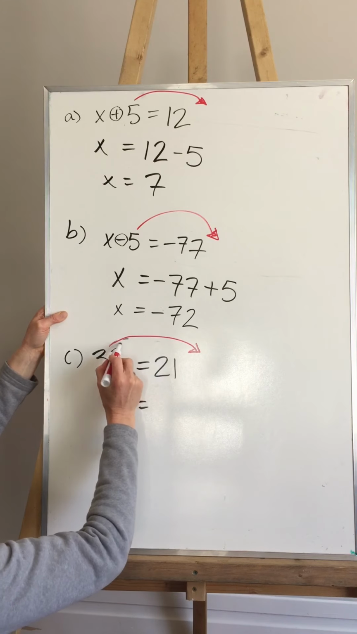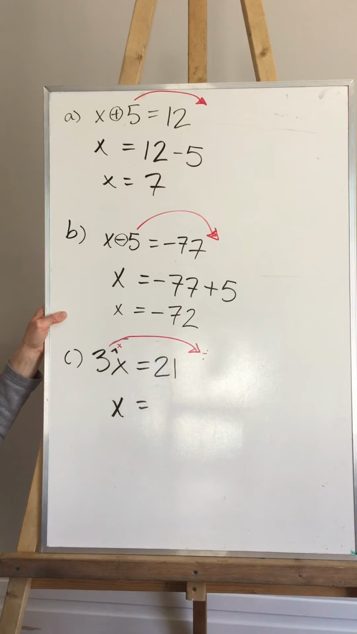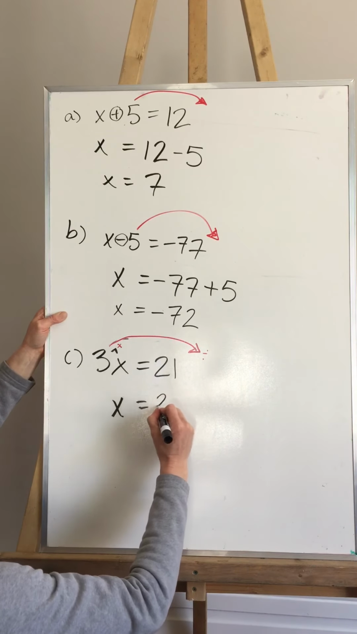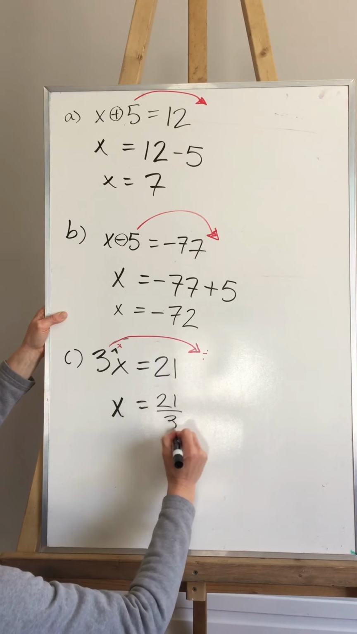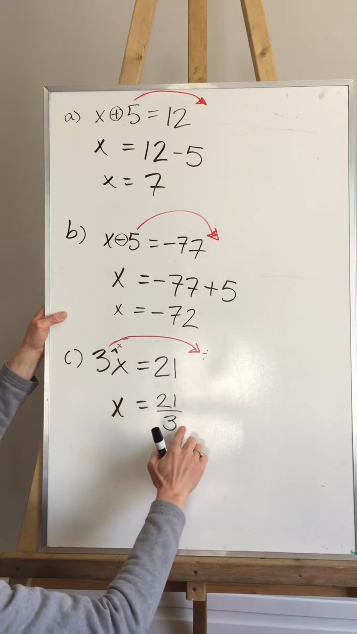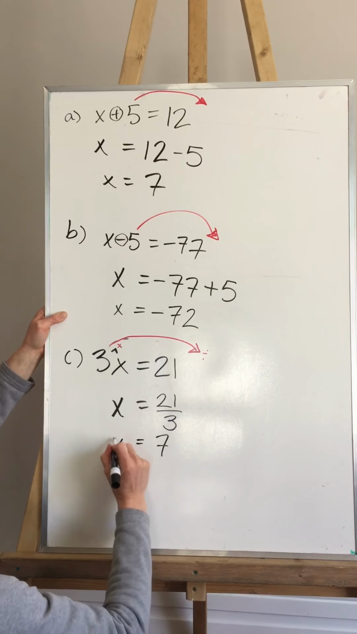Well, here it's being multiplied, so when it comes over here, it's going to be dividing. Okay, and that's going to go to the bottom, because it's 3 times. Now it's going to be this divided by 3. Okay, and that's 7. x equals 7.